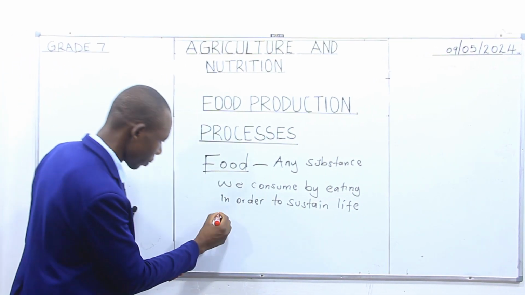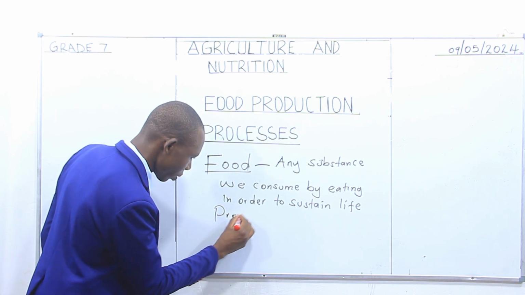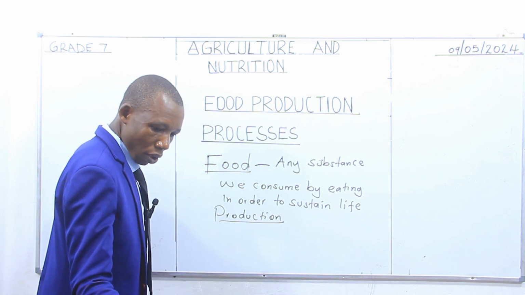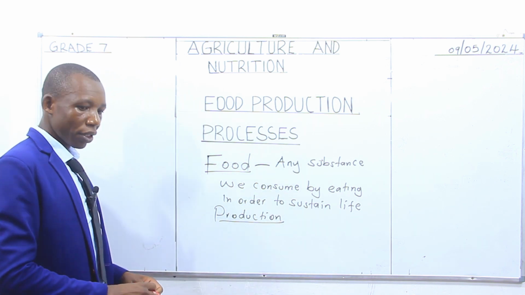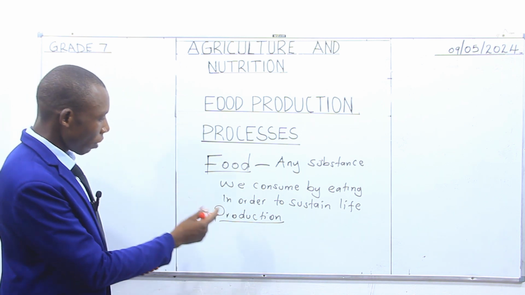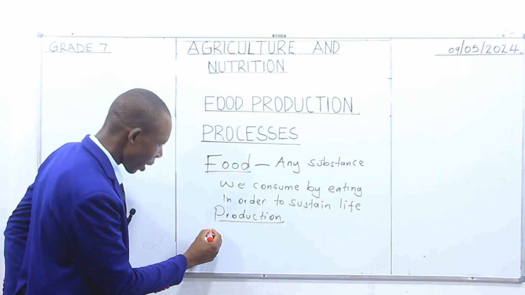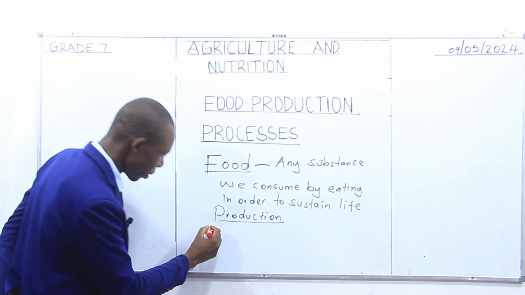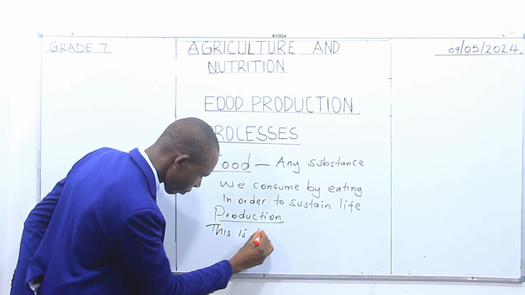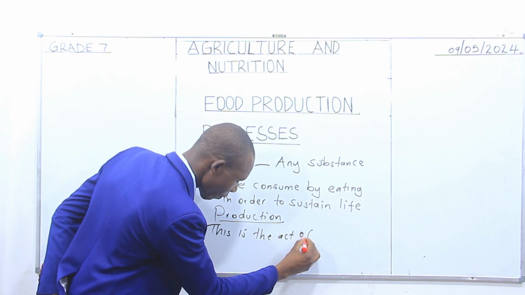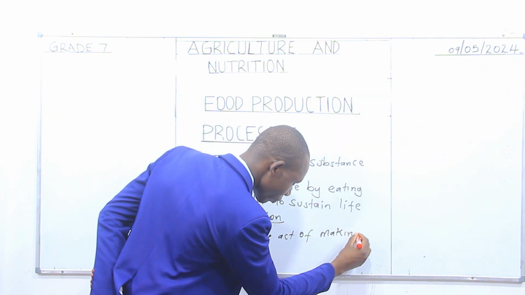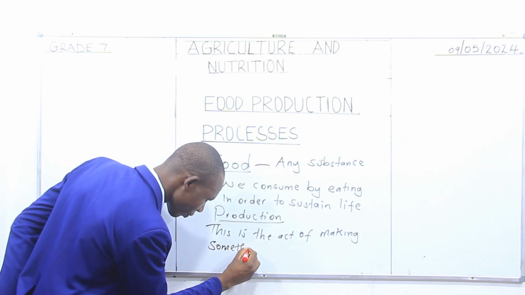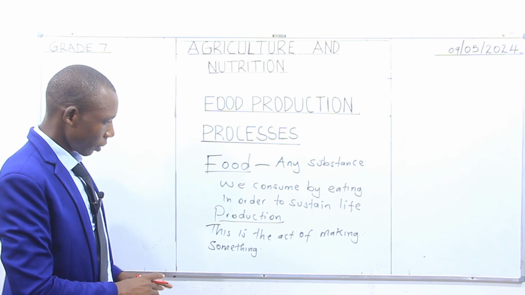So we're going to talk about production. What is production? This is the act of making something. So if somebody asks you to define production, this is the act of making something. In our case, it is the act of making food.